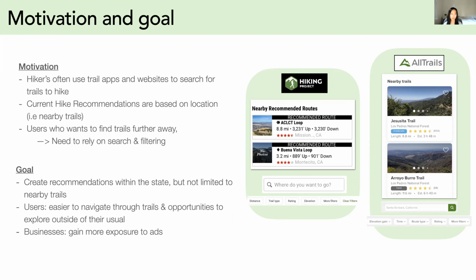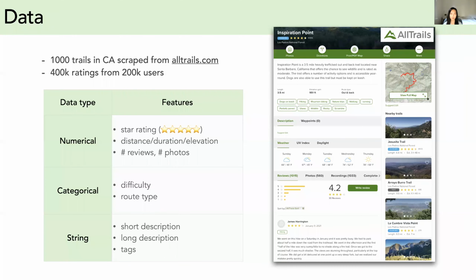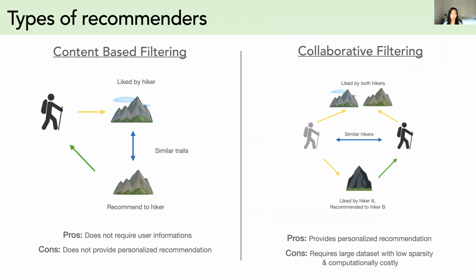trails. The data was collected from alltrails.com, a total of 1,000 trails in California, and 400K ratings from 200K users were collected. And the features included numerical, categorical, and string type values. Two types of recommenders were built.